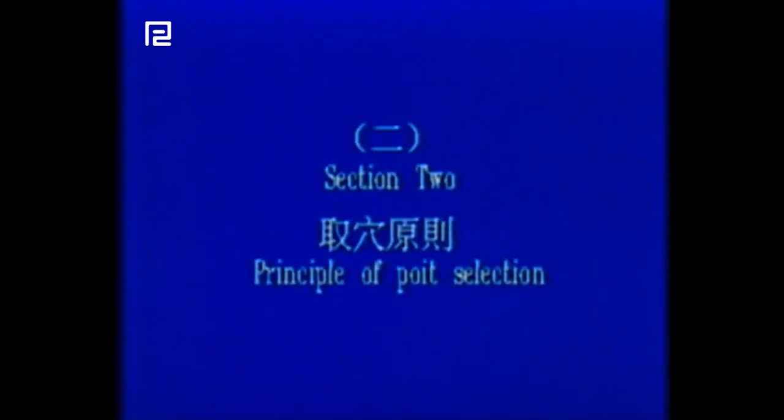Section 2. Principle of point selection. Number 1, selection of the corresponding meridian points. This is also called the selection of points according to syndrome differentiation. For example, for disorders pertaining to a given meridian or a given viscera, the points or the related visceral part around the eye are needled. For instance, for lumbago due to kidney deficiency, the part belonging to the kidney and bladder should be selected.